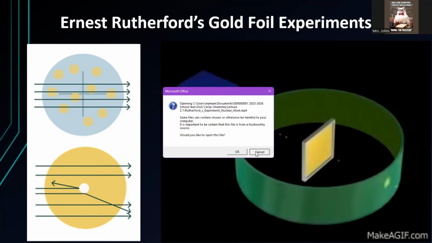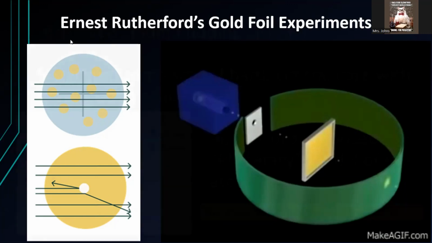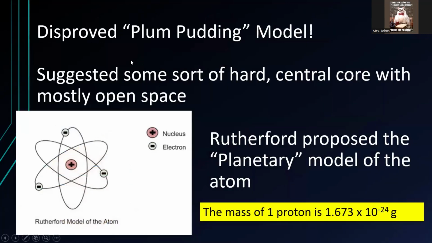Hold on. Okay, so this series of experiments disproved J.J. Thomson's plum pudding model. They had to go back to the drawing board a little bit, but then they decided, since there was a place that was causing their little particle bullets to rebound, that it had something hard. So they decided the protons were in a nucleus.